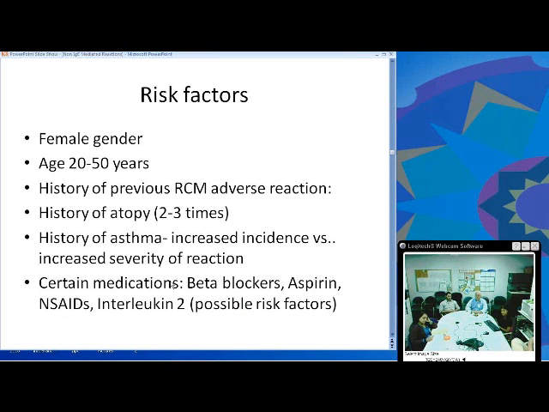So the risk factors for developing reactions from radiocontrast media: female gender, age 20 to 50 years, history of previous radiocontrast media adverse reaction, history of atopy, history of asthma. However, for the history of asthma, there is no specific evidence whether it's just an increased incidence of the reactions or whether the reactions are more severe when they occur. Other possible risk factors are some medications, if patients are on beta blockers, aspirin, NSAIDs, or interleukin-2.